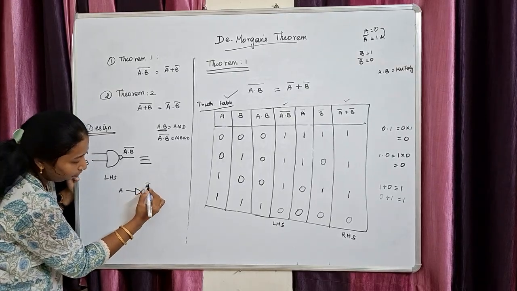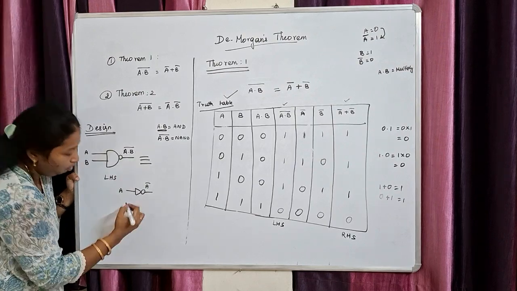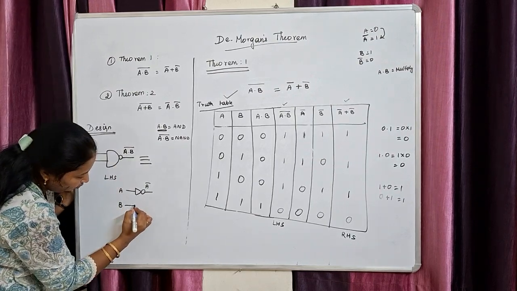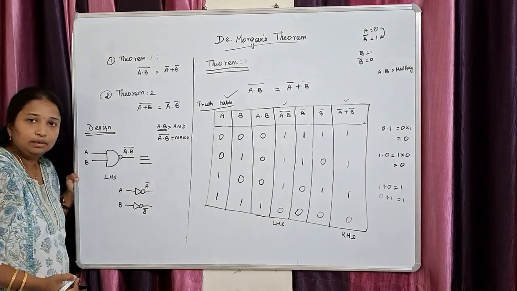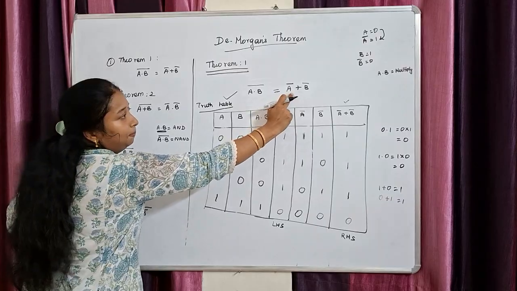Clear? So the output of this will be A bar. Similar way for B again. This is my B input. I'm going to take it to a NOT gate. So the output of the NOT gate will be B bar. Clear? Now A bar plus B bar.